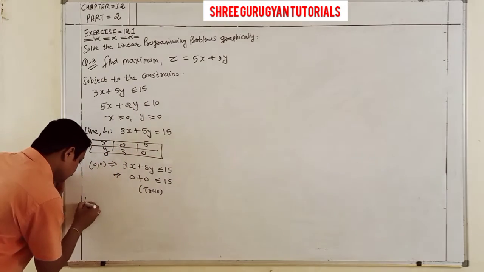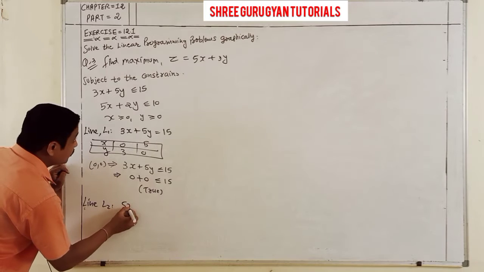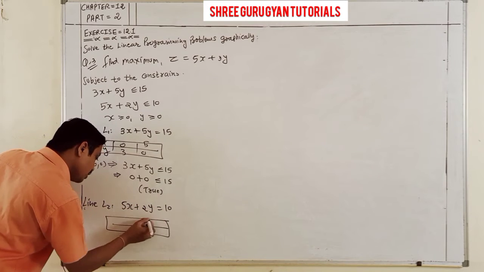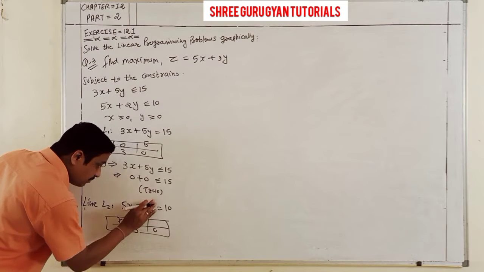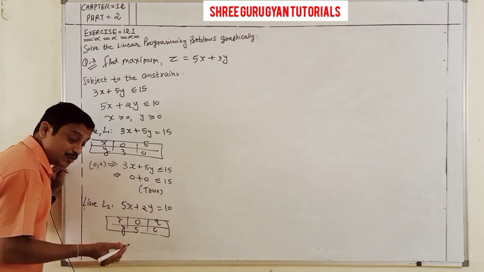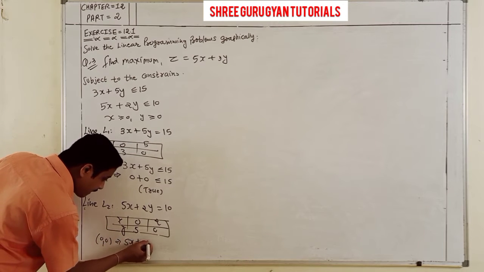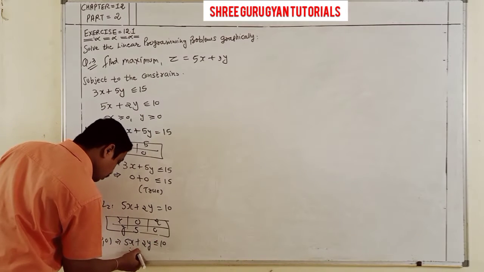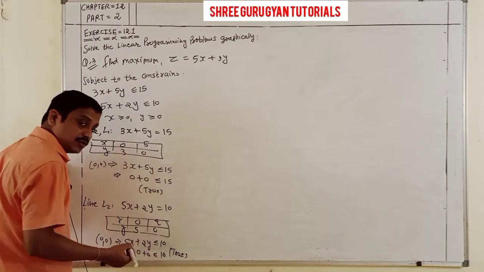Second line, L2. My L2 line is 5x plus 2y is equal to 10. Same plotting: x = 0, y = 5, but y = 0, x = 10 by 2, and check about (0, 0). 5x plus 2y less than 10: 0 plus 0 less than 10, which is definitely true.